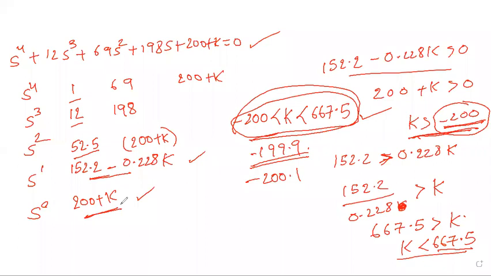Stable, sir. Stable. If we get a negative value here, it is stable, minus 200.1. Stable or unstable, sir? So that means this condition satisfies the stability. This condition satisfies the stability, and that is nothing but k must be less than 667.5 and must be greater than minus 200. Okay, this is the first objective.